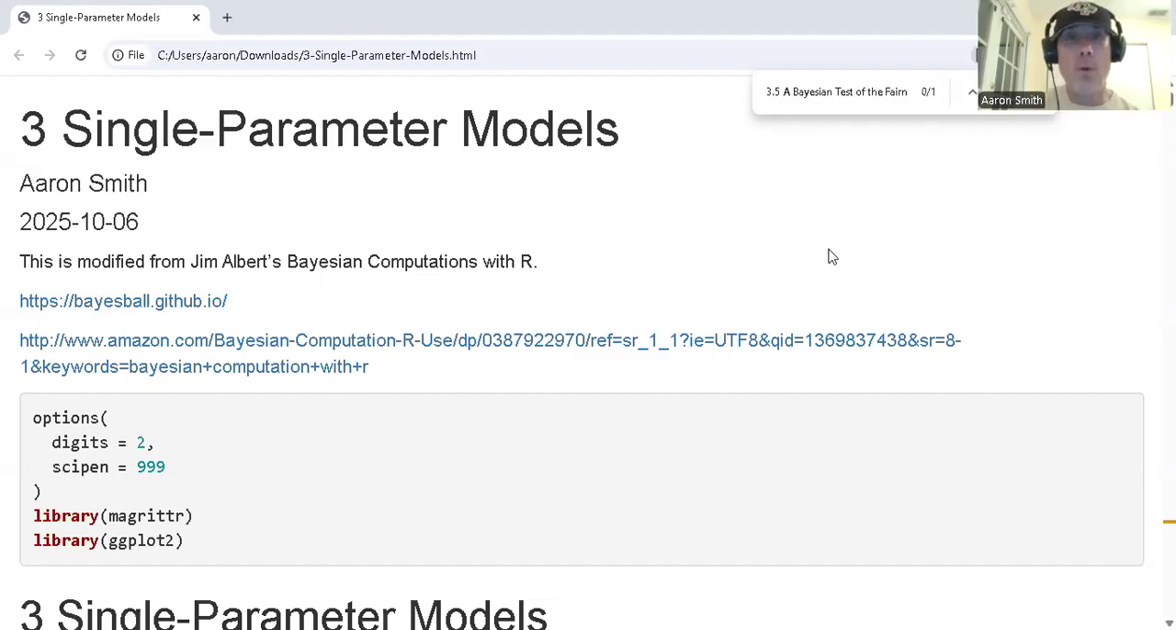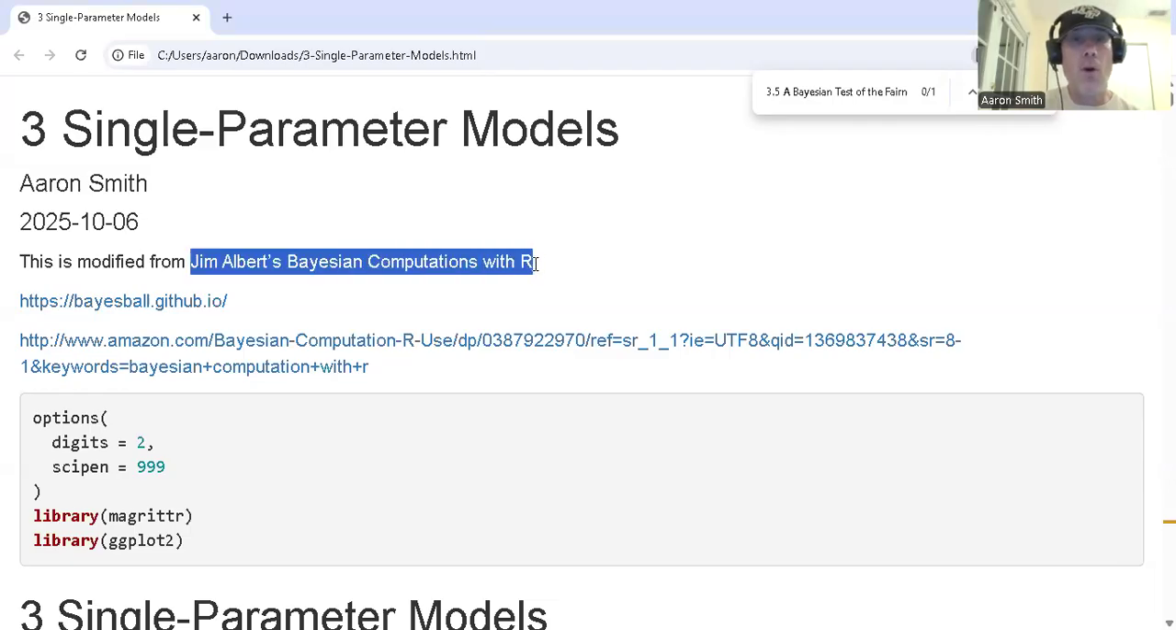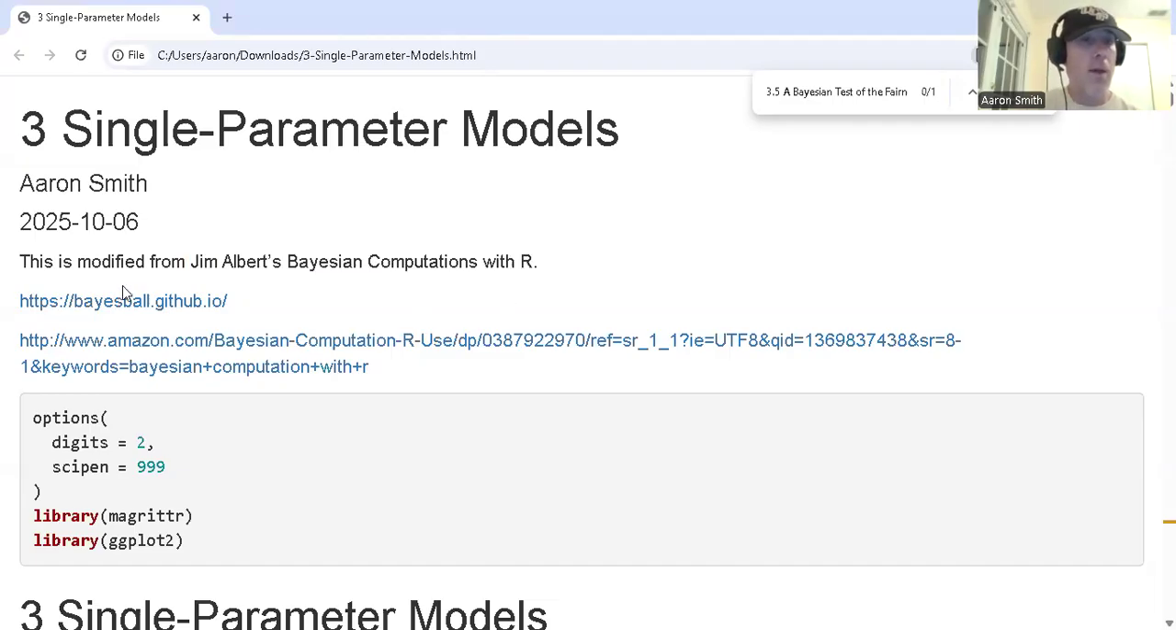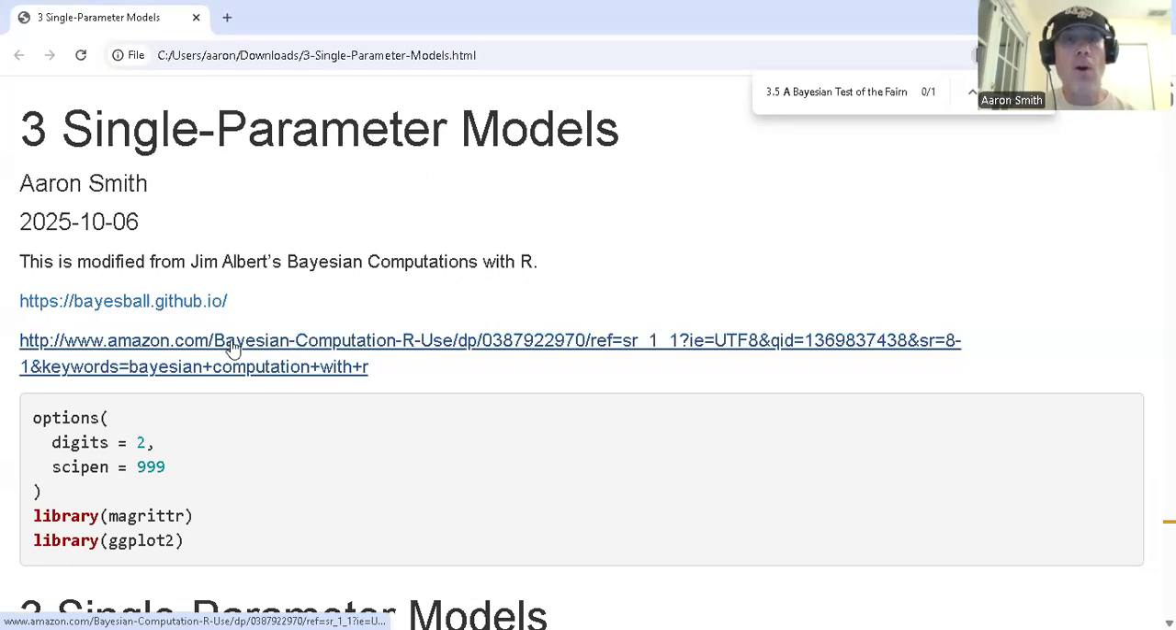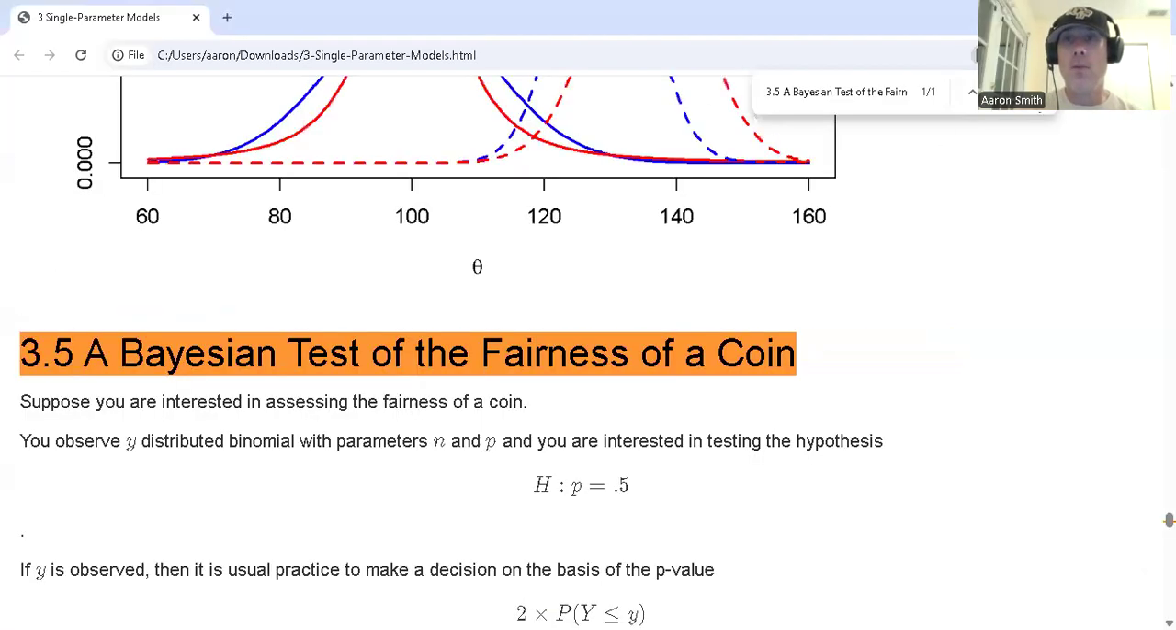All right, so the example that we're going to run through is modified from Jim Albert's Bayesian Computation with R. It's an excellent book. I'm a fan of the book. Here is Jim's website, and here's where you can buy the book on Amazon. It's also available for UCF students to download through UCF's library. All right, let's go ahead and get down to it.